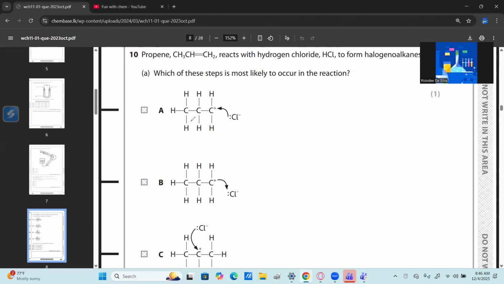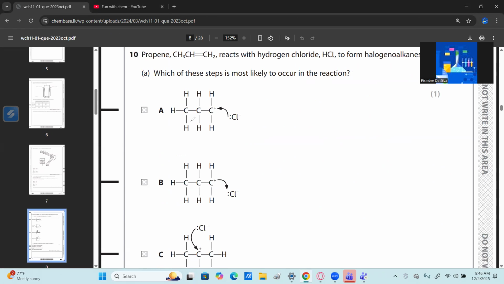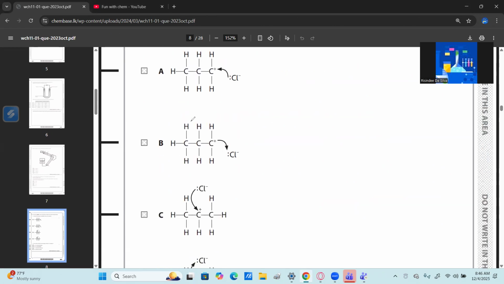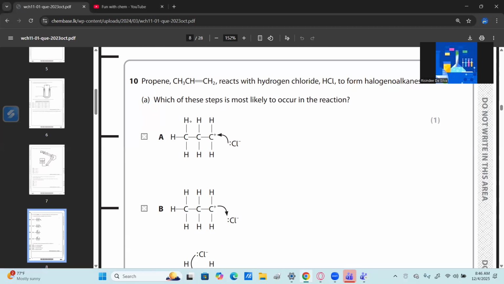Then propene reacts with HCl to form halogenoalkanes. Which of these steps is most likely to occur in the reaction? So the first step is always when the double bond attracts a partially positive one. So without looking at the answers, you have to draw the mechanism. If you know it correctly, then you can easily pick up the correct answer. So we have CH3, CH, CH2. When you have HCl, partially positive, partially negative, then this will attract this.